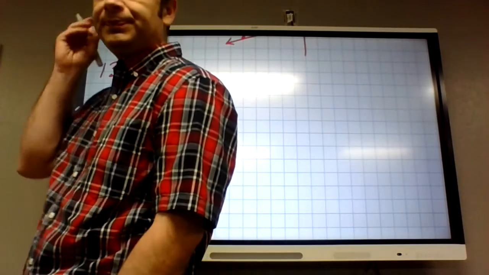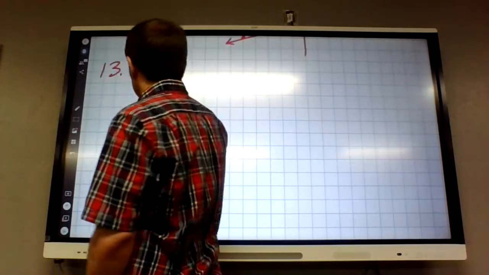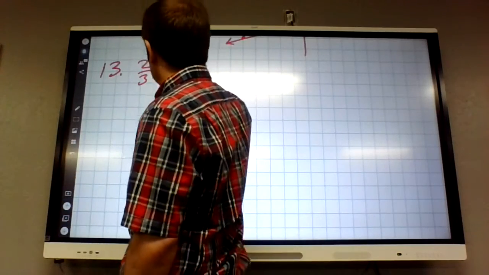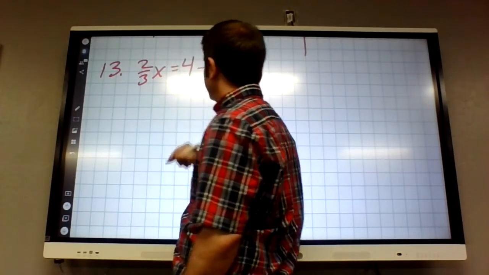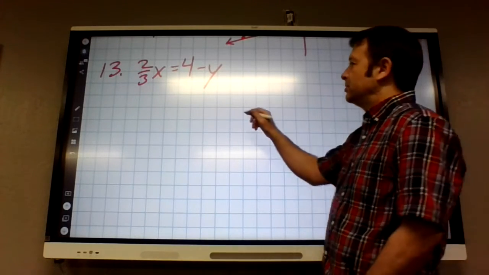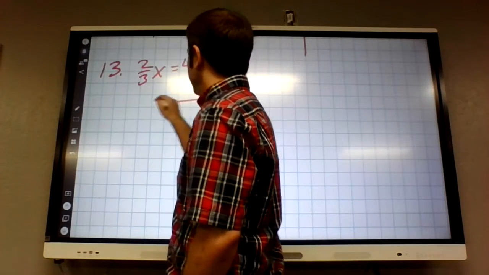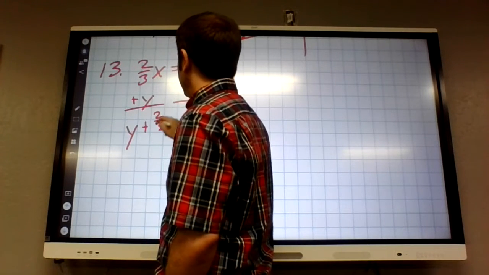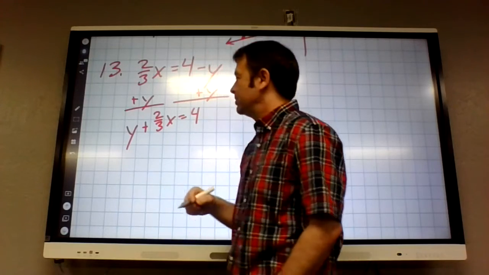13 looks weird. Okay, there's a couple things we could do on 13. What do you guys think we should do? Since we want to get y by itself, and y is a minus on the right, I would add it to the left to make it positive. So we get y plus 2/3 x equals 4.